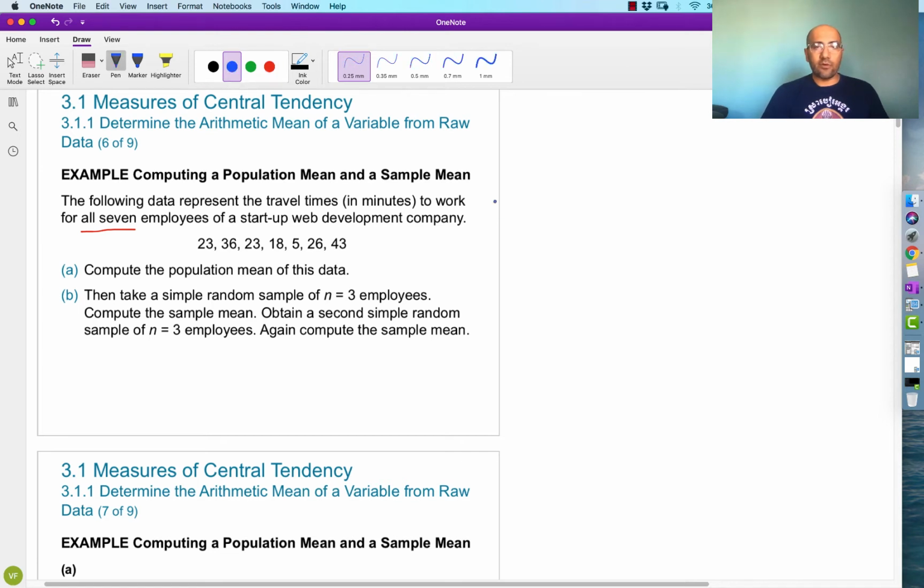We know that the formula is going to be mu, the population mean, is going to be 23 plus 36 plus 23 plus 18 plus 5 plus 26 plus 43, all of that divided by 7. So just go over to your calculator and add those values together. I'm getting 174. 174 divided by 7.